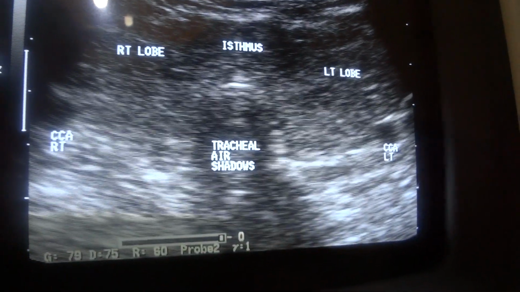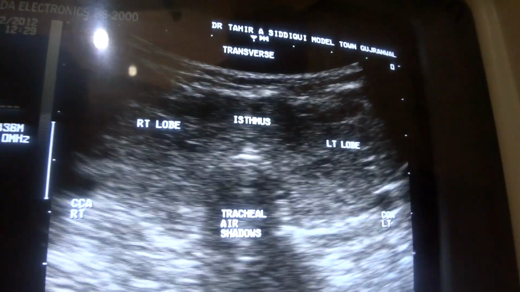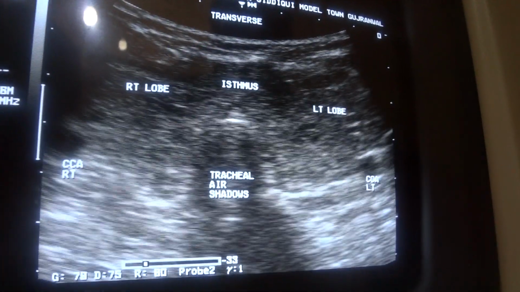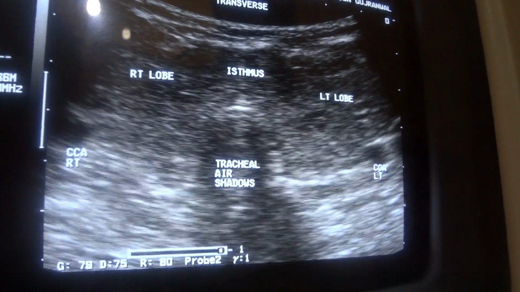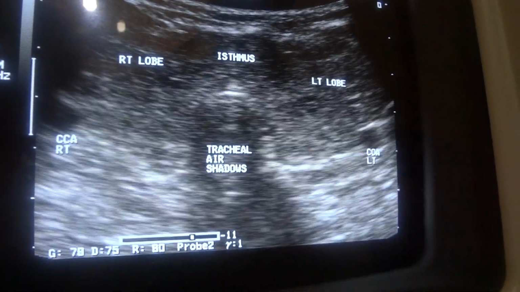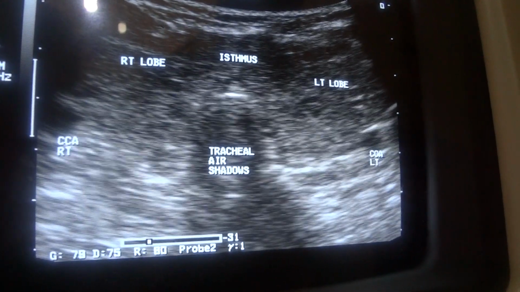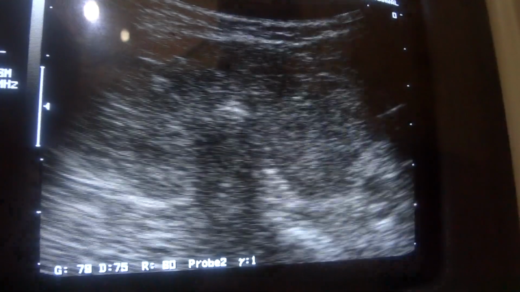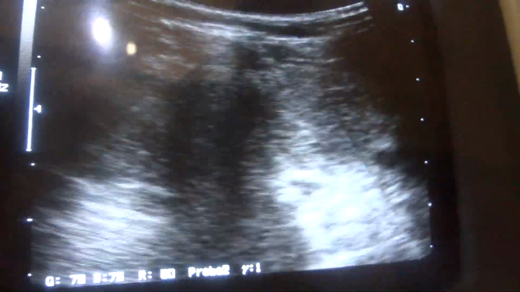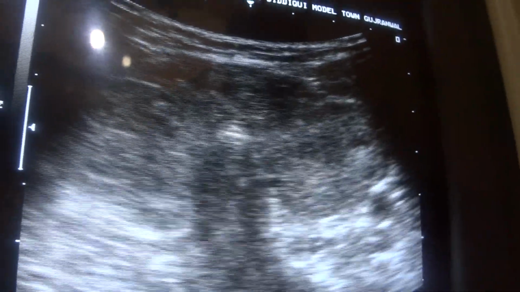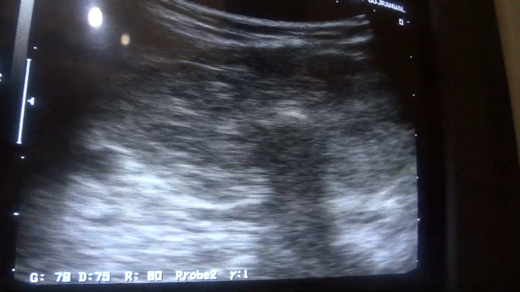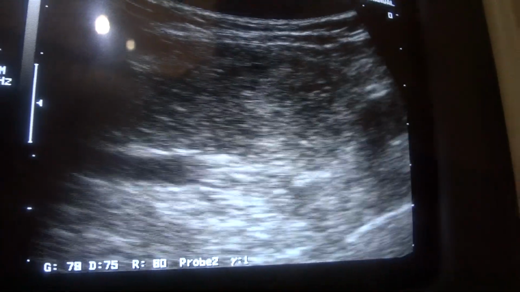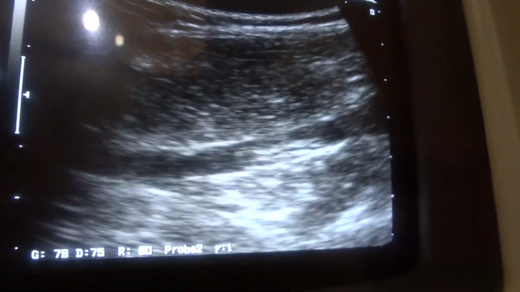Now, keep this anatomy in your mind so as to move further. Now, in fact, this is the parathyroid gland. Now I am going to scan the patient longitudinally. So I am moving the probe towards the right, and now I am going to angle the probe 90 degrees.